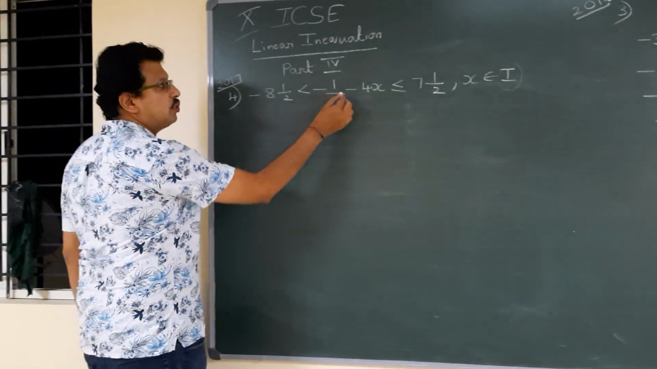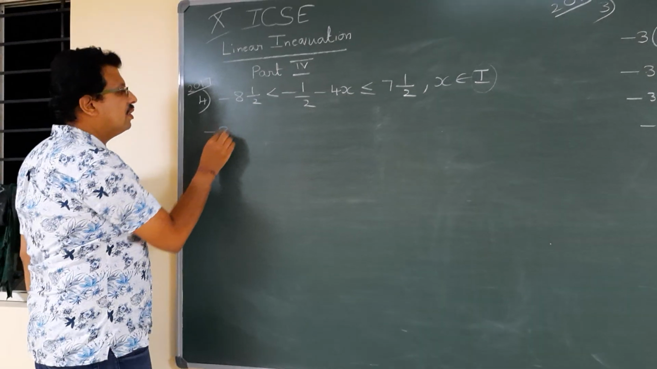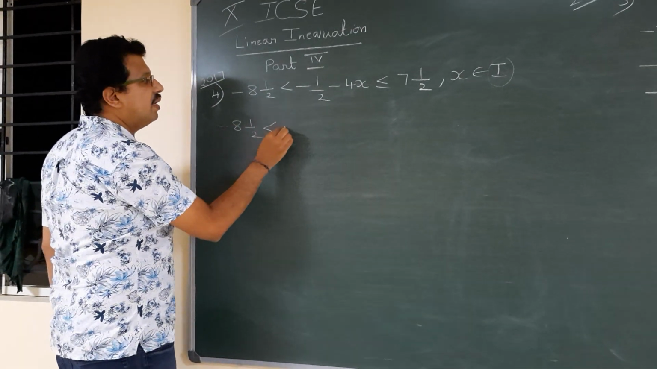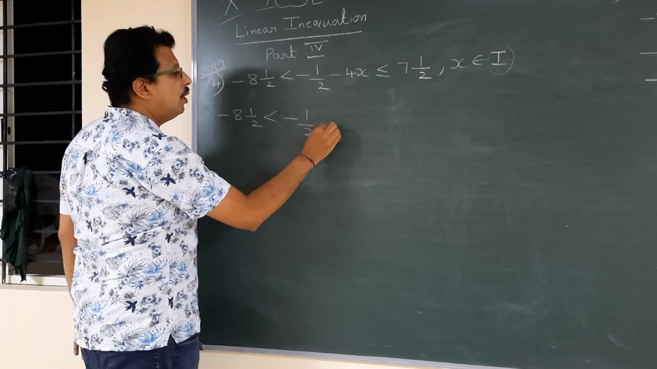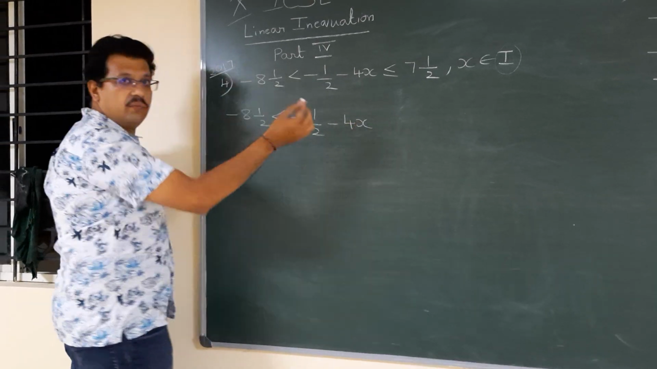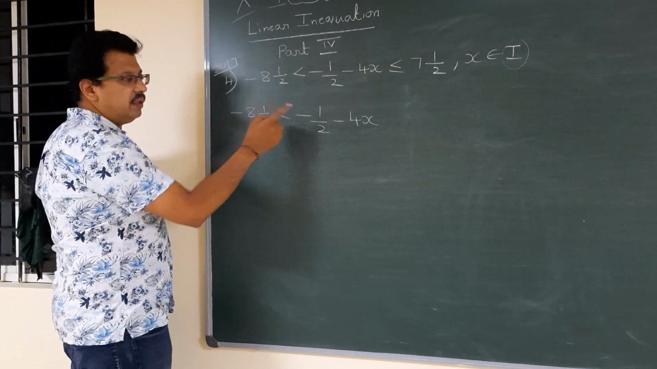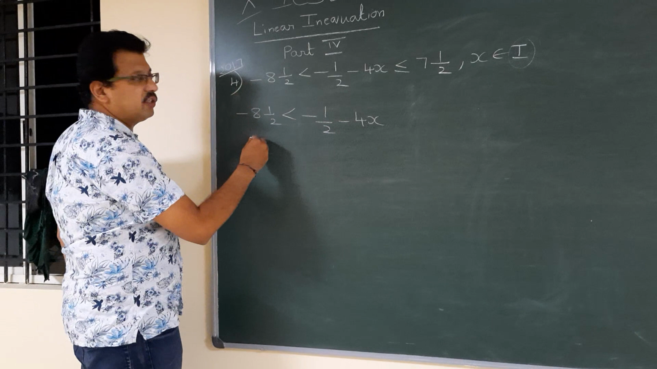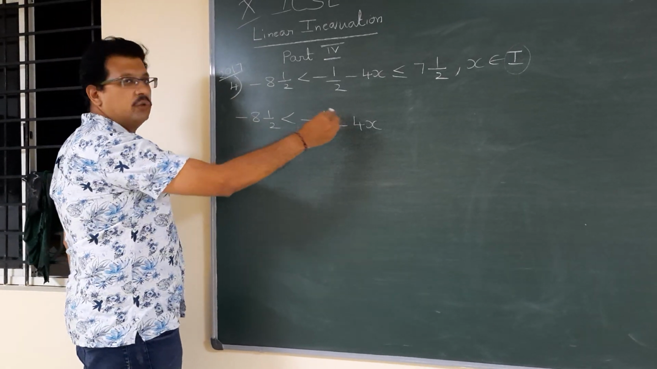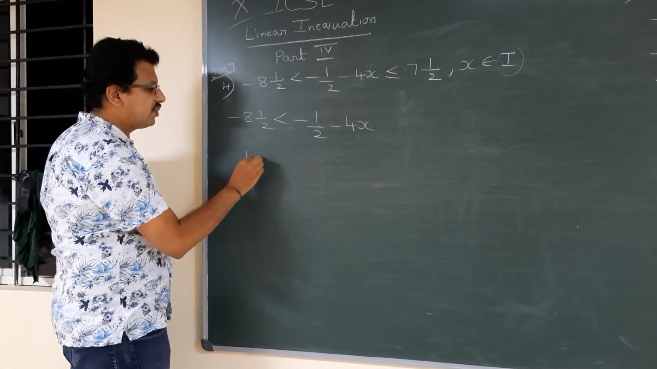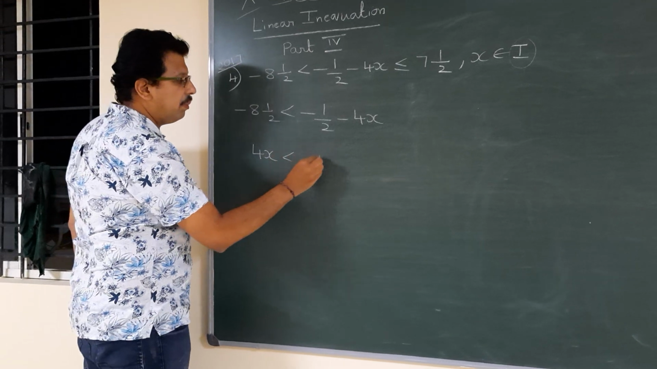So let us take the first 2 inequations. Minus 8 and a half less than minus 1 by 2 minus 4x. Let me take the first 2 inequations and then solve it. Bring the minus 4x to the left side, minus 8 and a half to the right side. So it becomes 4x less than minus half.